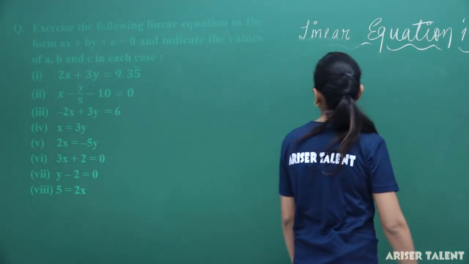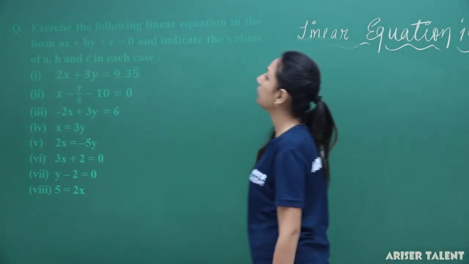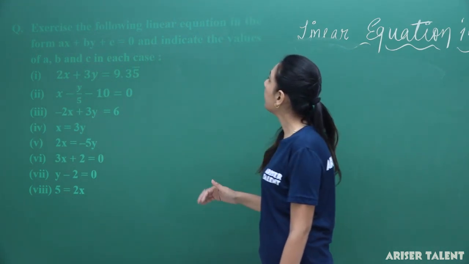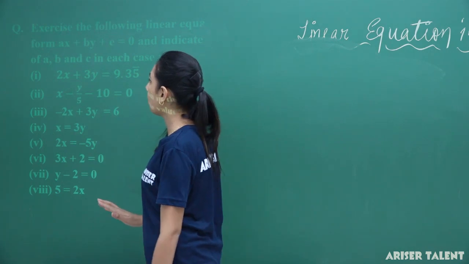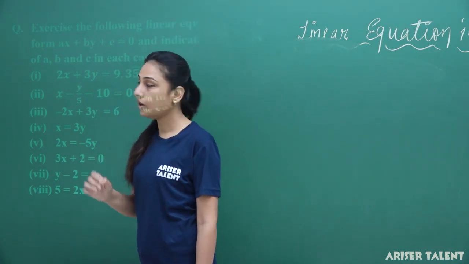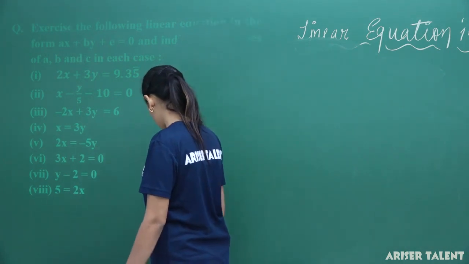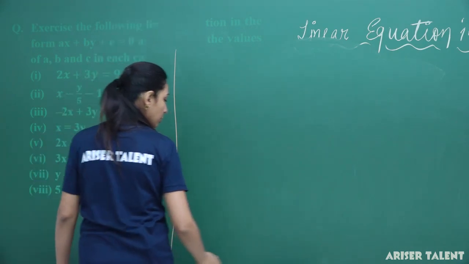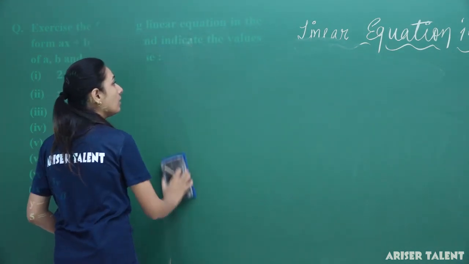Next question: express the following linear equations in the form ax plus by plus c equals 0 and indicate the values of a, b, c. In each case we have to find out the values of a, b and c. The 8 equations are given here, so we are going to do the partitions and then we will find out the values.